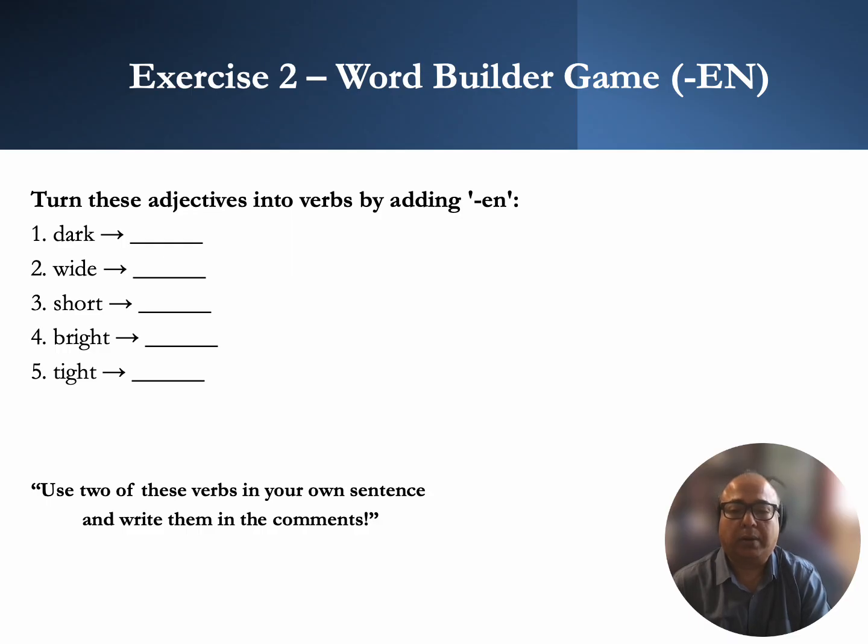I have a lot more exercises for you to do, so by the time you end this lesson, you will have mastered using verb suffixes. I am sure you got all of the answers correct because we just learned how to use n to make verbs. So darken, widen, shorten, brighten, and tighten.